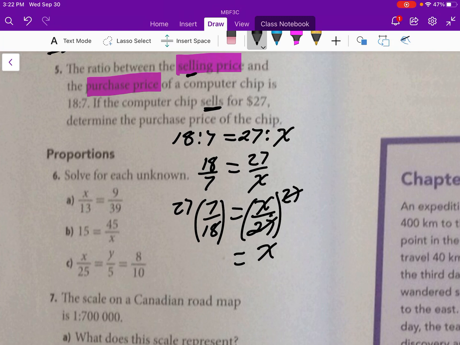And now we can just multiply the 27 into the 7 over 18. What I like to do on that one is I say, well, the 18 can be divided by 9 twice. The 27 can be divided by 9 three times. And so now I'm just left with 3 times 7 is 21 over the 2. So basically the x is 10.5 if you wanted to go with a fraction. So 10.5 there. All right.